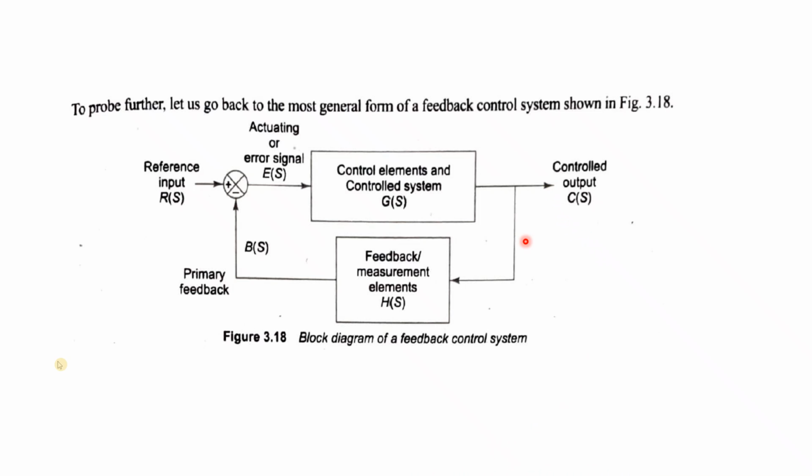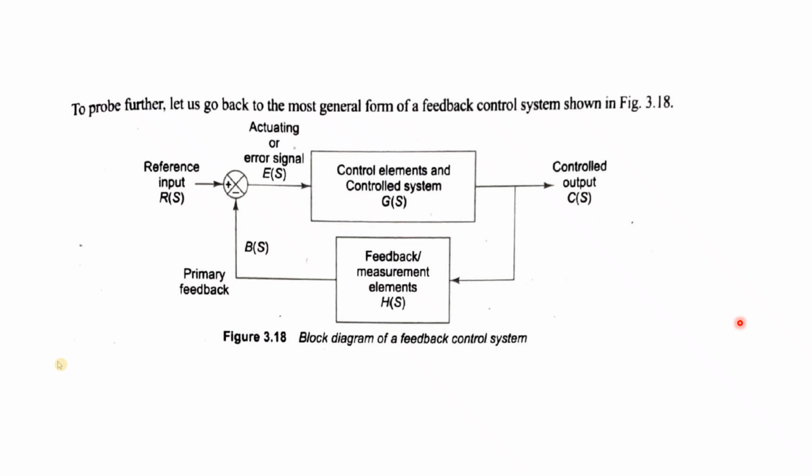So what will be the transfer function of the closed loop system? Obviously it will be C(s)/R(s), isn't it? C(s)/R(s) will be the transfer function of the closed loop system. Why? Because C(s) is the controlled output and the reference input is R(s). Now what will C(s)/R(s) be equal to in terms of G and H?